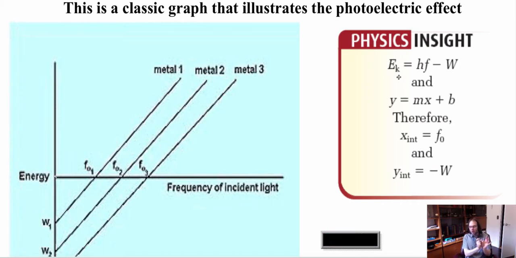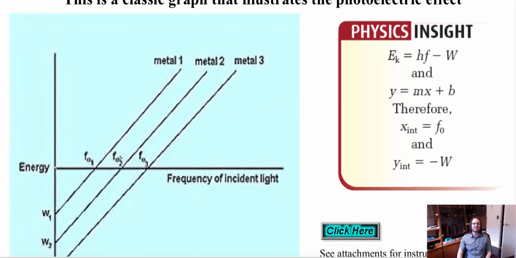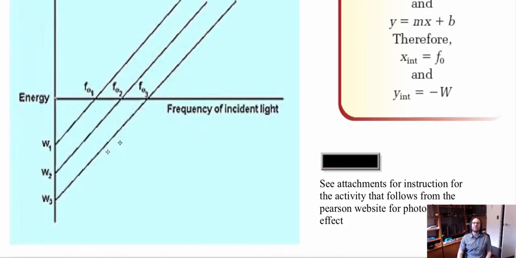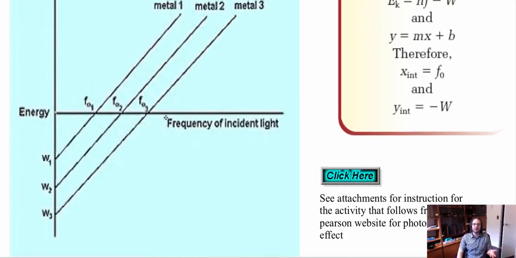And that explains why there's that little bit of a gap of difference in the energy of the wave coming in and the energy of the electron coming out. It has to deal with the work function of each metal in order for an electron to be emitted. The frequency must reach that threshold in order to emit an electron.